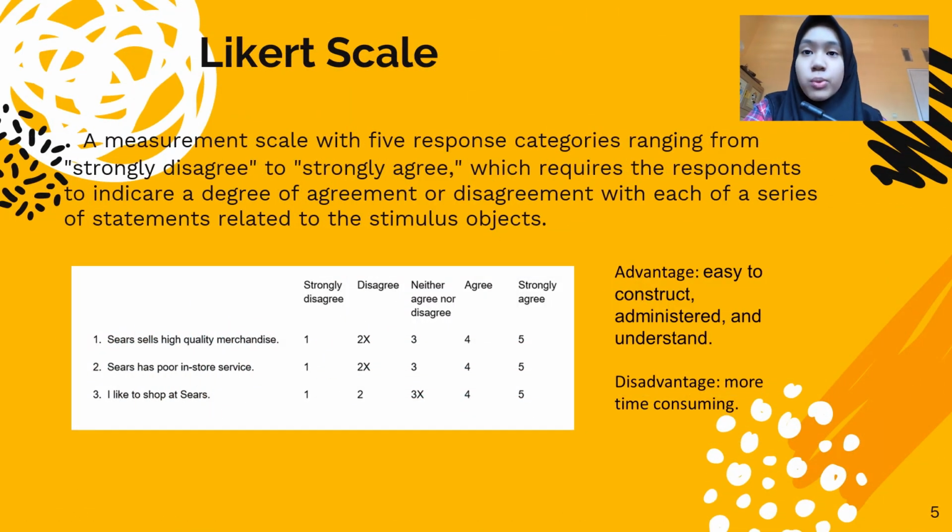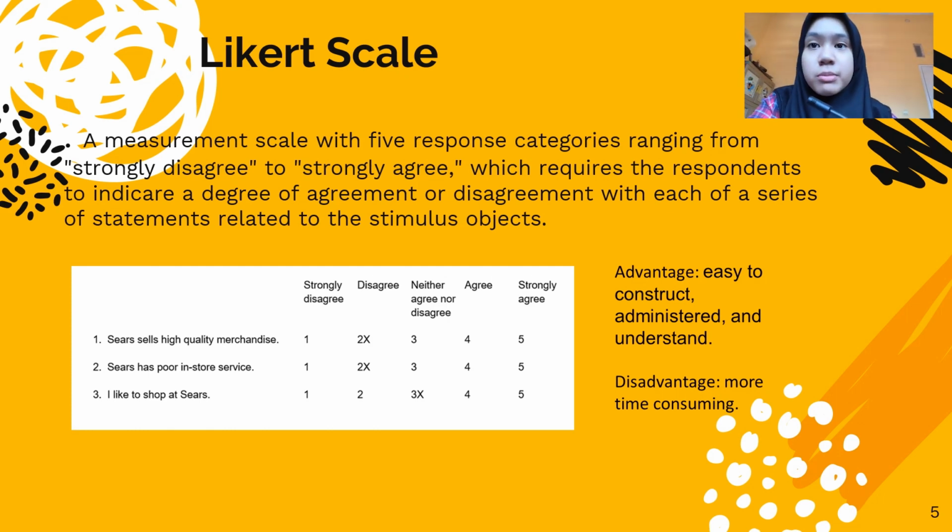The Likert scale. Named after its developer Rensis Likert, the Likert scale is a widely used rating scale that requires the respondents to indicate the degree of agreement or disagreement with each of a series of statements about the stimulus object. Typically, each scale item has five response categories ranging from strongly disagree to strongly agree. The advantage of using this scale is that it is easy to construct, administer, and understand. However, the disadvantage is that it is more time consuming.